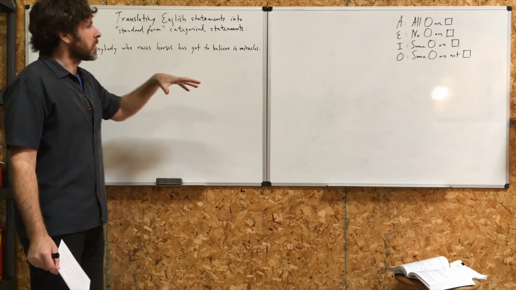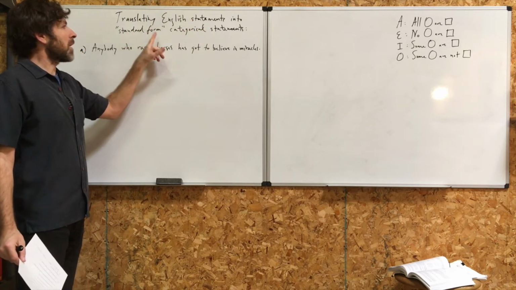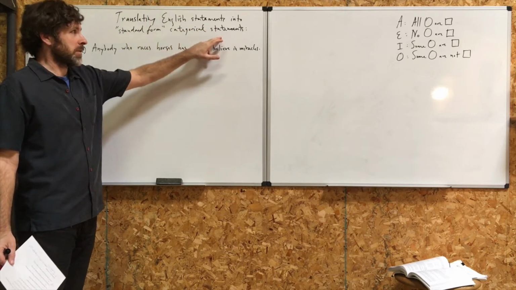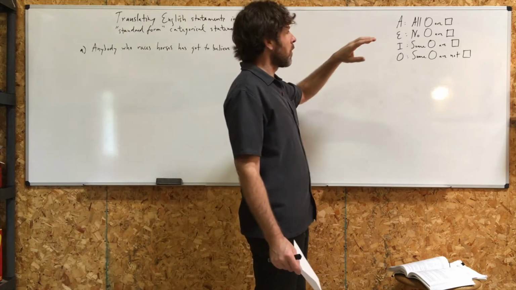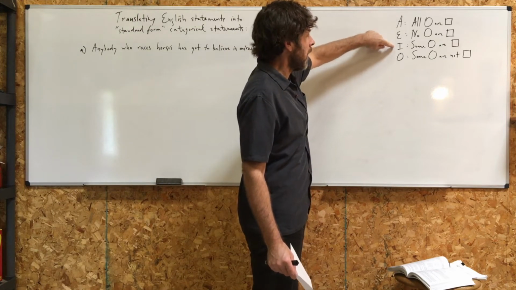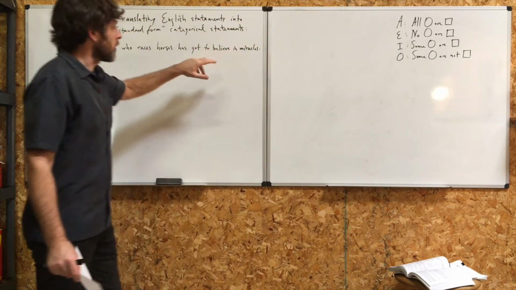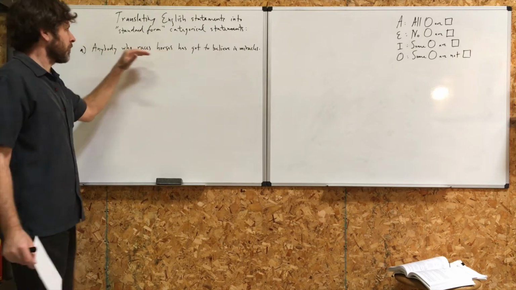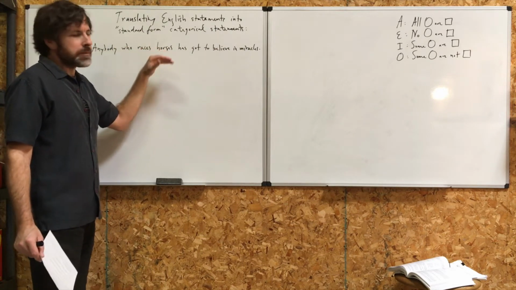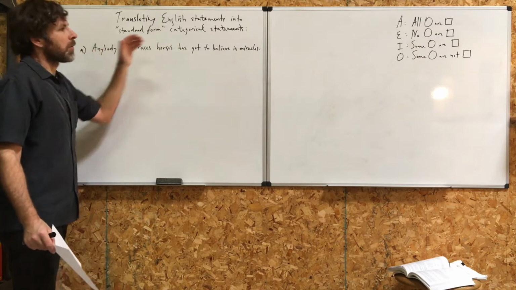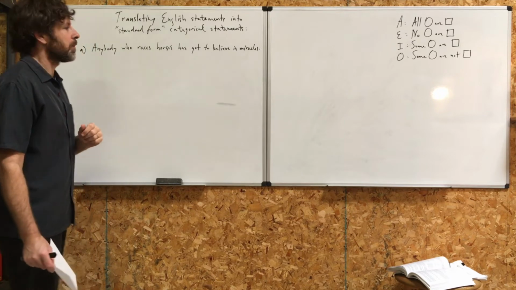Today, let's just focus on translating English statements into standard form categorical statements. Remember what standard form is? There are four standard forms: A, E, I, O. Remember those? We're going to take non-standard sentences in English that are not written in standard form, and then rewrite them and put them in standard form.